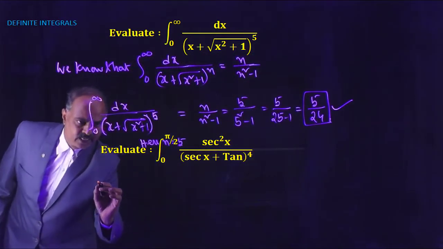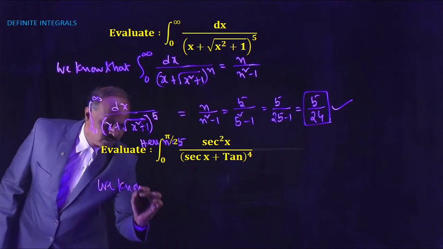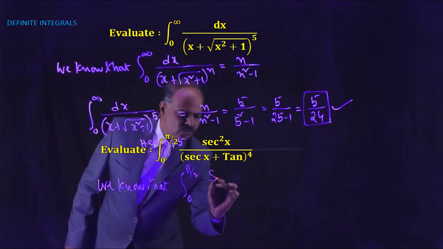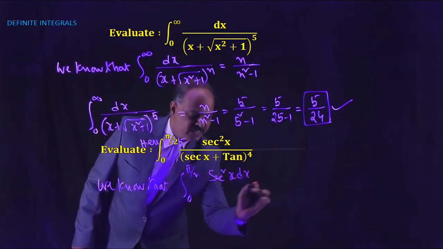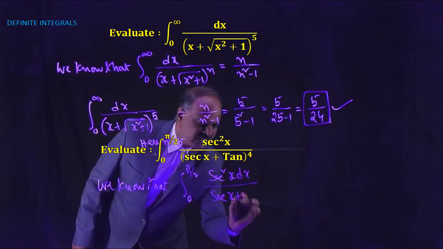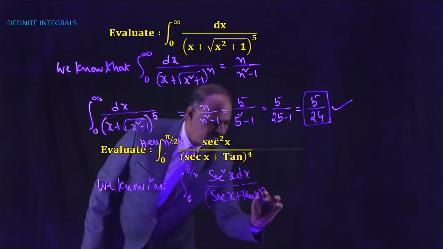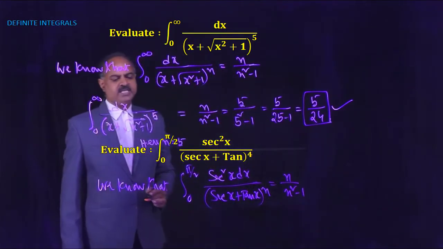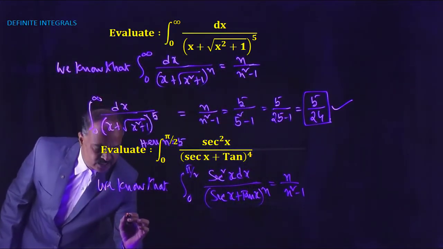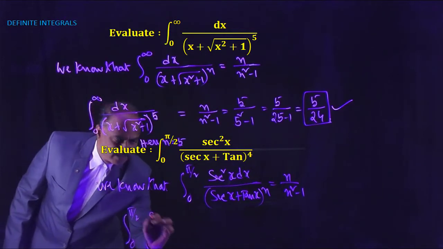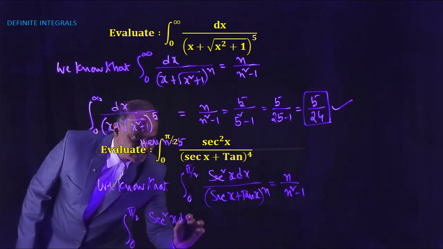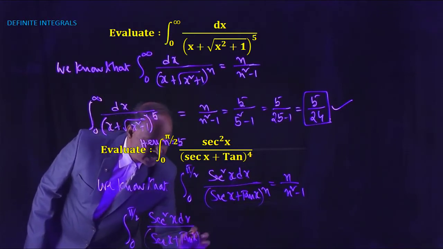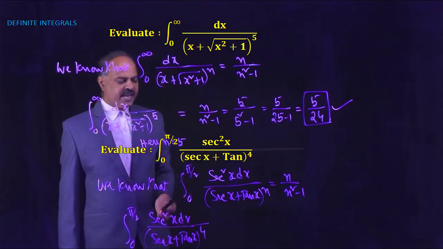So we know that integral 0 to pi by 2 secant square x dx by (secant x plus tan x) whole to the power n equal to n by n square minus 1. Here, given integral 0 to pi by 2 secant square x dx by (secant x plus tan x) whole to the power 4. So here n is equal to 4.